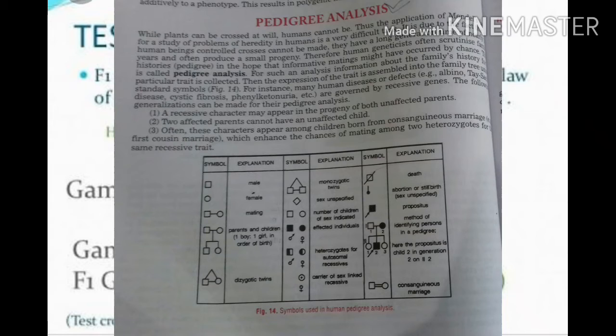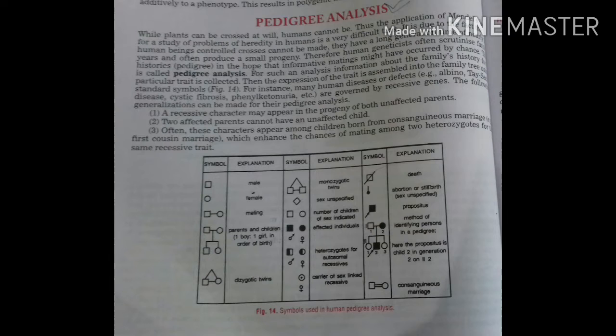For instance, many human diseases or defects, for example albino, cystic fibrosis, phenylketonuria, etc., are governed by recessive genes. Generalizations can be made for their pedigree analysis. A recessive character may appear in the progeny of both unaffected parents, and two affected parents cannot have an unaffected child. Often, these characters appear among children born from consanguineous marriage, for example first cousin marriage, which enhances the chance of mating among two heterozygotes for the same recessive trait.